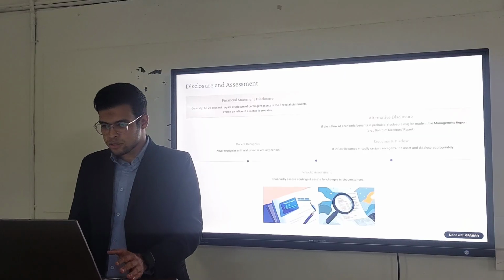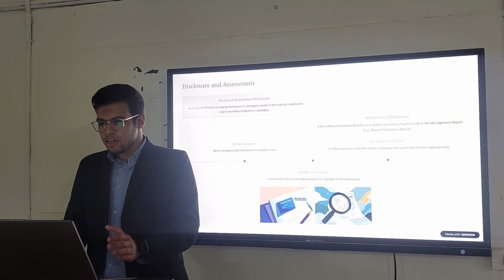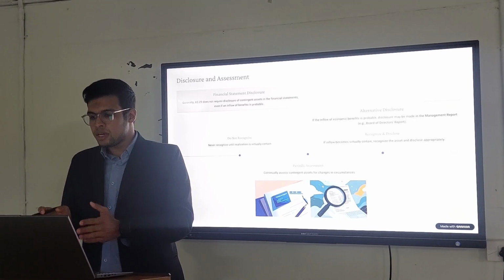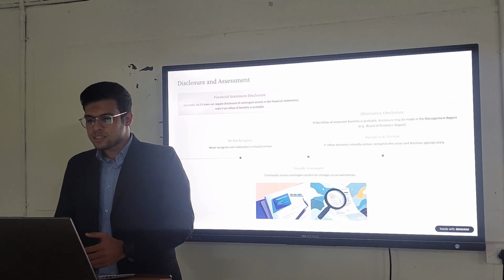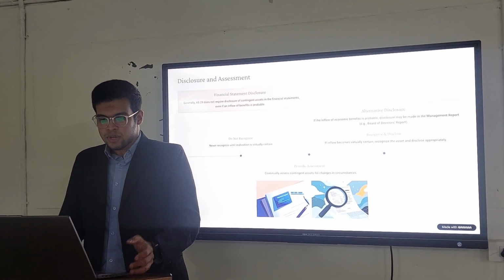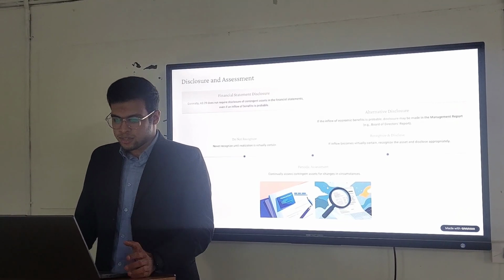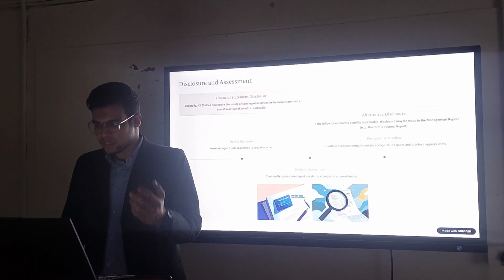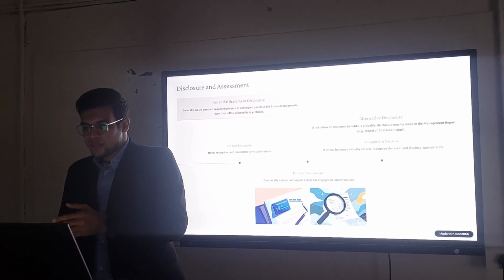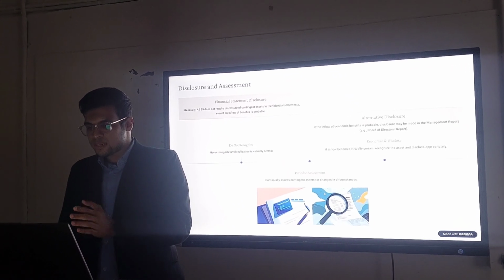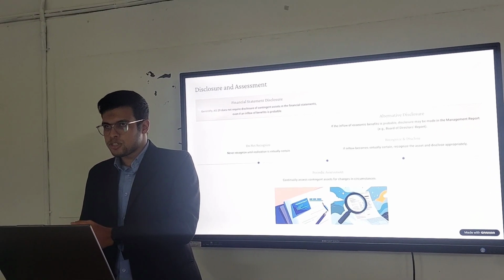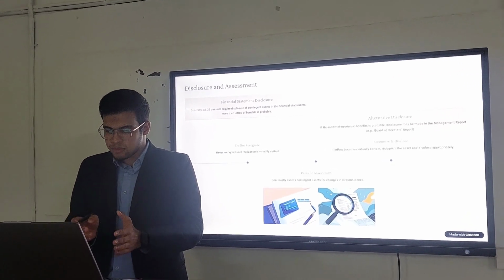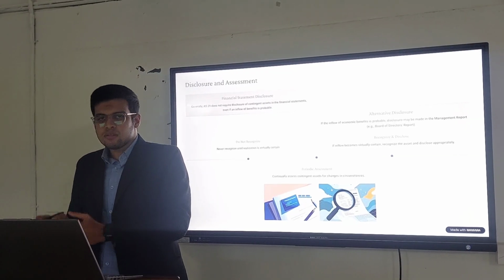The second point is disclosure. If the inflow of economic benefit is probable, disclosure may be made in the management report, for example, the board of directors' report. The third one is do not recognize. Never recognize until the realization is virtually certain. Recognize and disclose: if the inflow becomes virtually certain, recognize the asset and disclose appropriately. Periodic assessment means continually assessing the contingent asset for changes in circumstances.